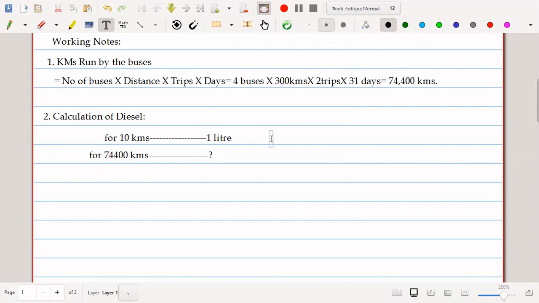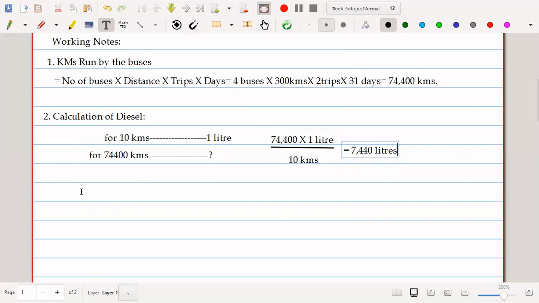So by cross multiplying this, 74,400 into 1 liter divided by 10 kilometers. This comes to 7,440 liters. Okay, so for 10 kilometers it takes 1 liter, and for 74,400 kilometers, that is 7,440 liters are required.